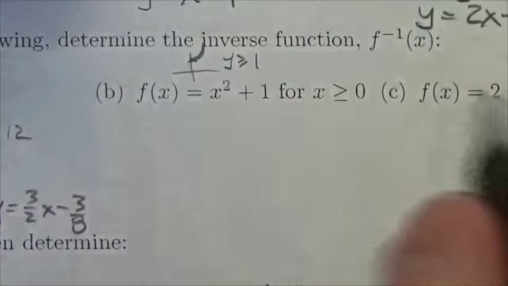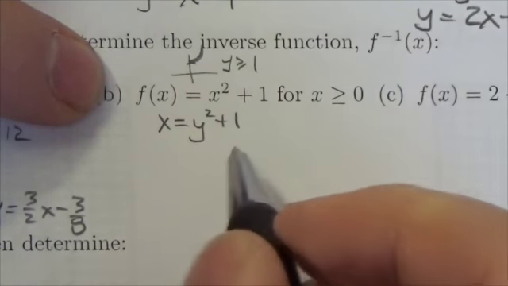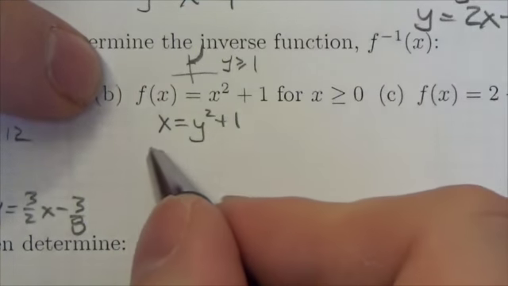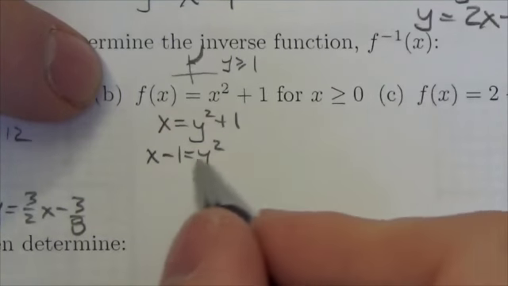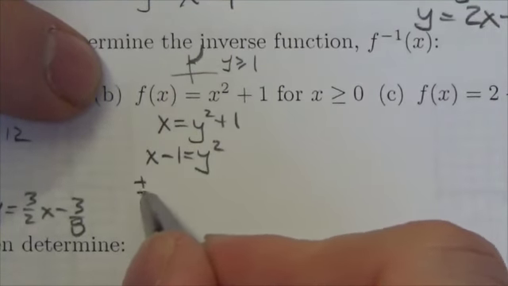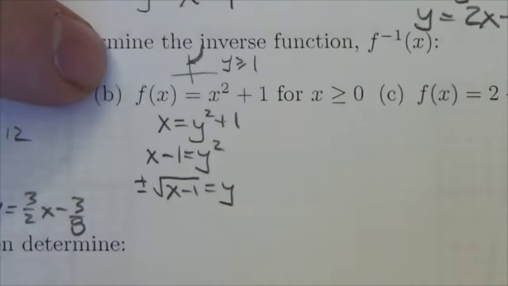Okay, now let's find the inverse. So that will become x is equal to y squared plus 1. Okay, I'm going to bring the 1 over, so x minus 1 is equal to y squared. Then I'm going to take the square root, but when I take the square root, I've got to do plus or minus the square root of x minus 1 is equal to y.